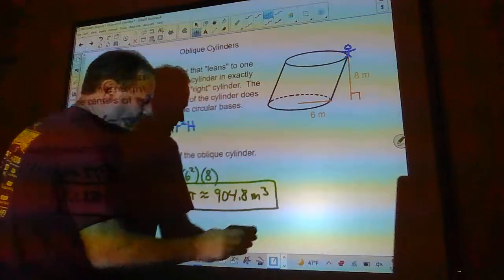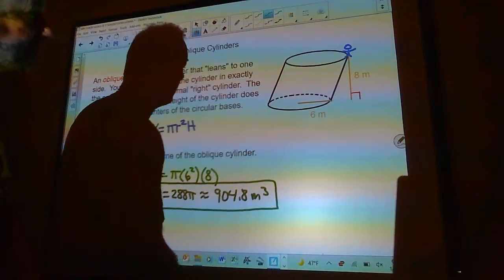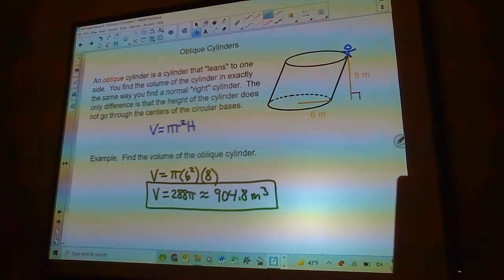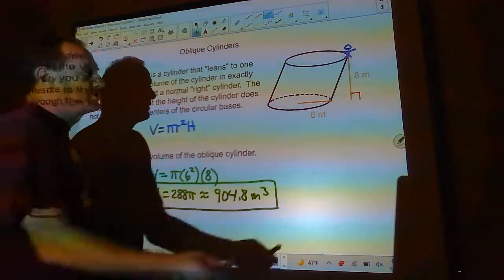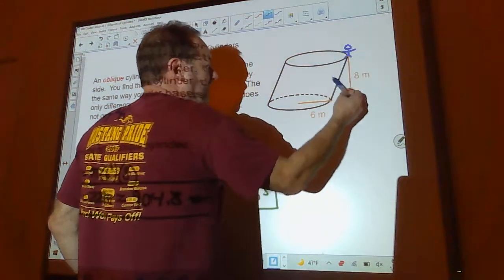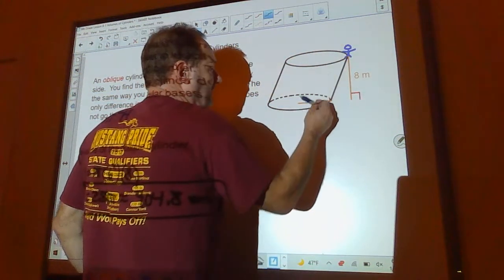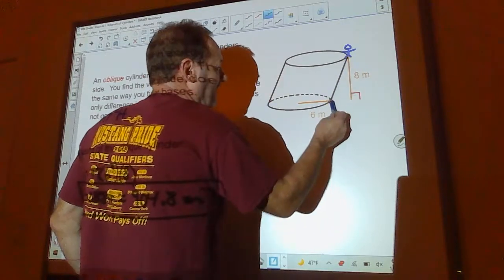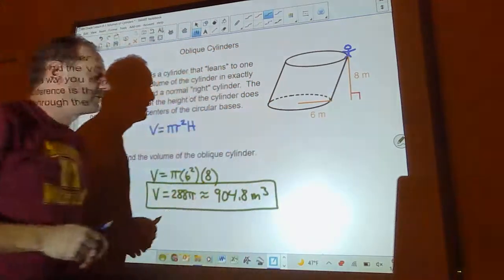So don't be fooled if you see an oblique cylinder like this. Oblique just means it's leaning. The only thing you have to make sure of is that you use the height, the perpendicular distance between the two bases. You can go straight from here down to here. You can't use this side right here. Okay?